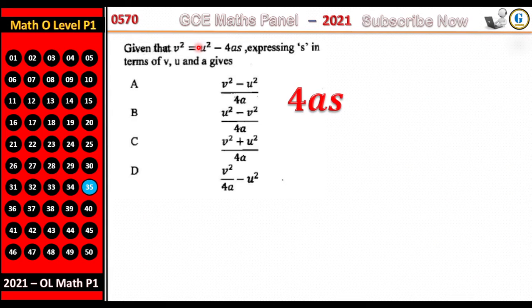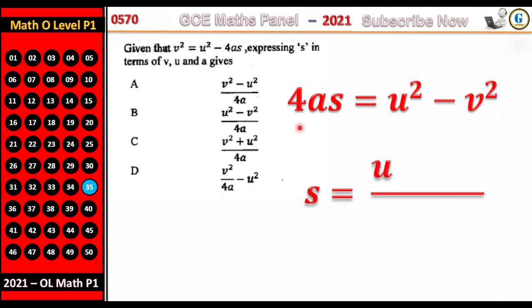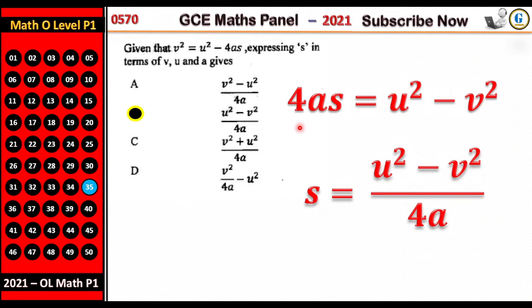So this will give us 4as to be equal to, when you bring it this way, u squared minus v squared. We now divide both sides by 4a. So s will be equal to u squared minus v squared, all that over 4a. And our key here is B.